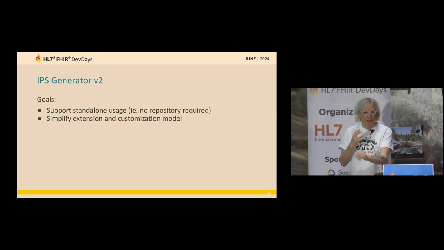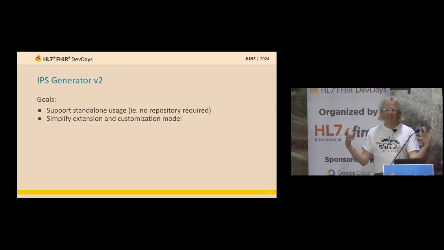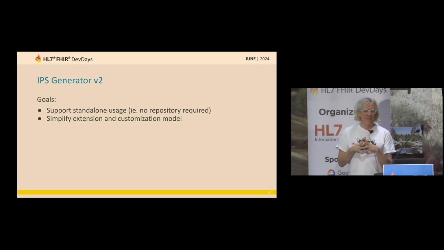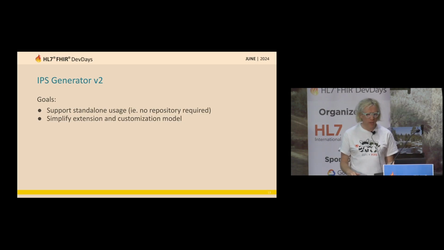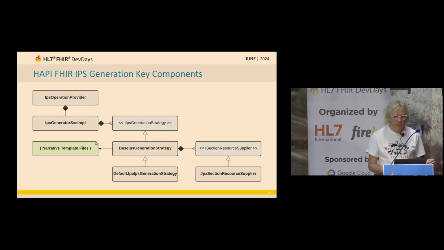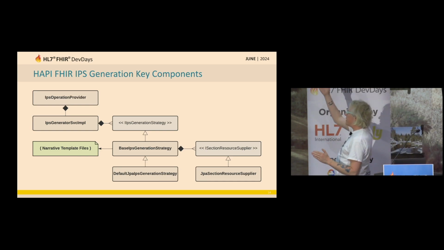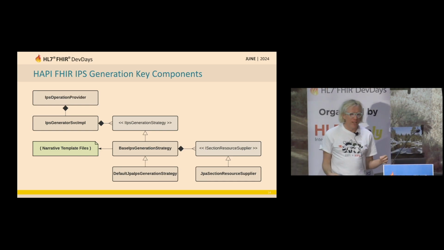There we go. Our two big goals: first off, we are trying to pivot to being completely standalone, in other words, not requiring a repository sitting underneath it. And that's a pretty big goal. We're also trying to set things up to be easier to customize, because it really was pretty convoluted the way that it worked to add new sections and change the inclusion criteria before. So there we go. This is a little UML diagram of what sits inside HAPI.